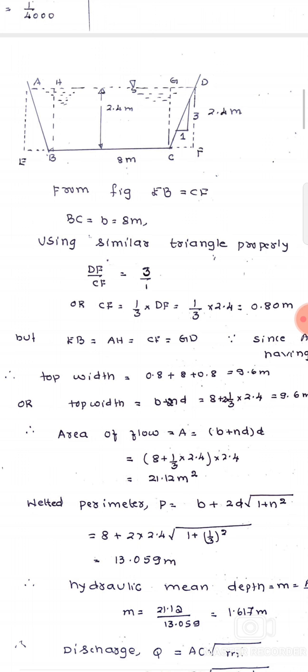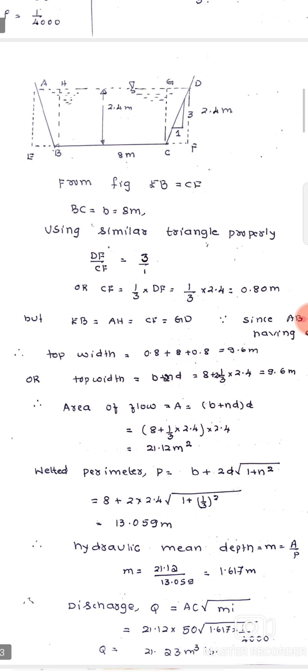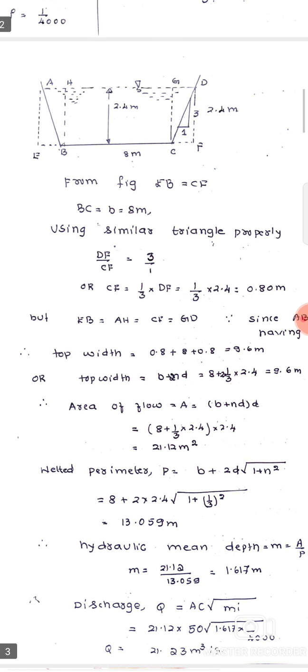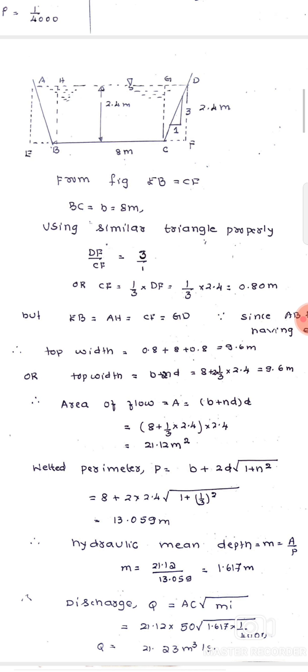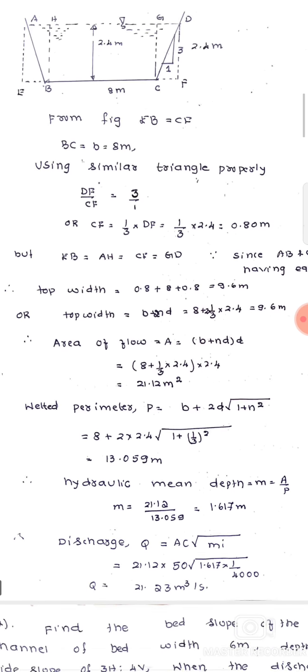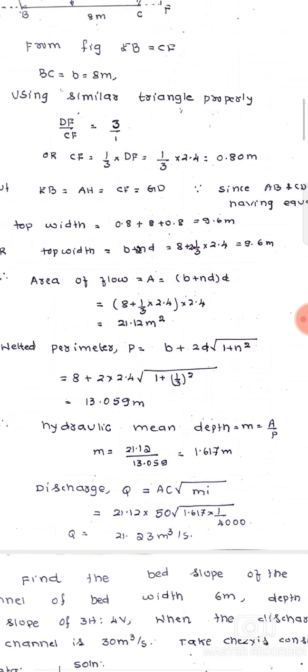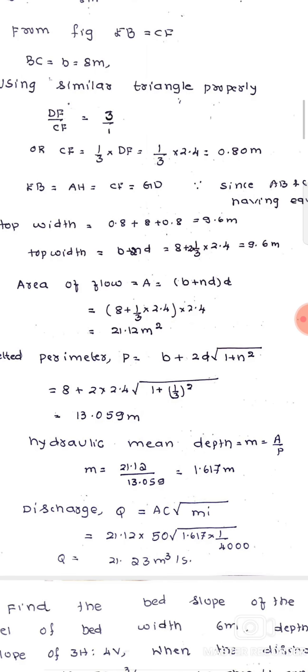So we can write D F by C F as 3 by 1, or C F is equal to 1 by 3 into D F. We know D F is 2.4 meter depth, so 1 by 3 into 2.4 gives 0.80 meters as the distance between C to F, which will be equal to D to G. Similarly, in the triangle A E B, C to F is the same as the distance between B to E, because the side slope is the same. In the same way, D to G will be the distance between A to H. Then the top width will be 0.8 plus 8 plus 0.8, that is 9.6 meters.